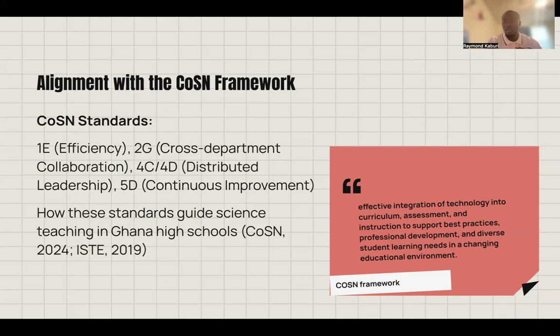in our previous slide. It gives us effective integration of technology into our classrooms, into the curriculum, and also into our assessments and instruction to support best practices. It also helps us to do professional development for teachers so that they become better abreast with new, diverse ways of student learning as well as teaching methodologies, and helps them adapt to changing educational environments. Years before, there was technology, but it was not as advanced as we have today. We are in the era of AI and so on and so forth.